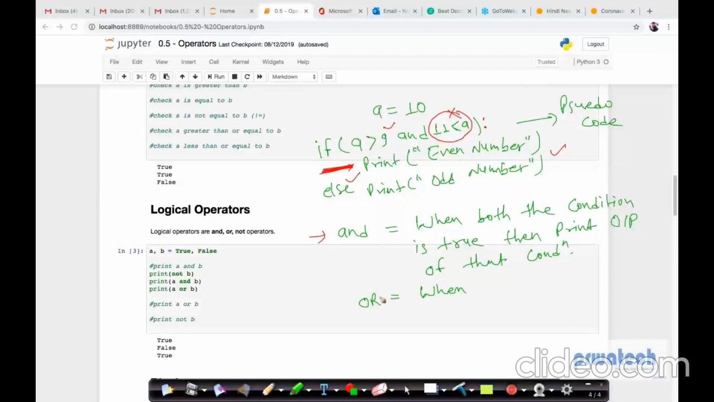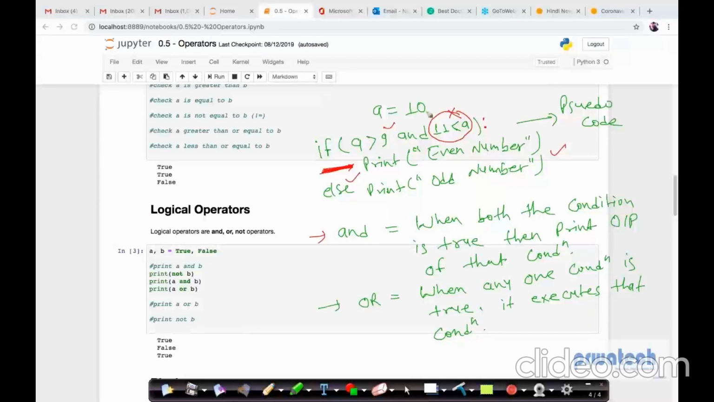But if it is the OR operator, when any one condition, again I'm not writing the order here, when any one condition is true, it executes the first condition, or that condition. Can I say that in the OR operator, it is true when any one condition is true?